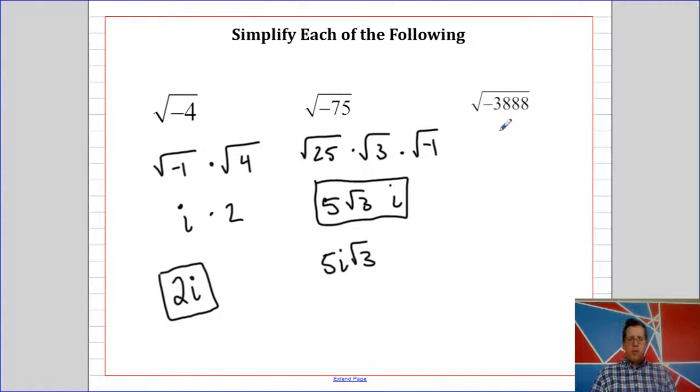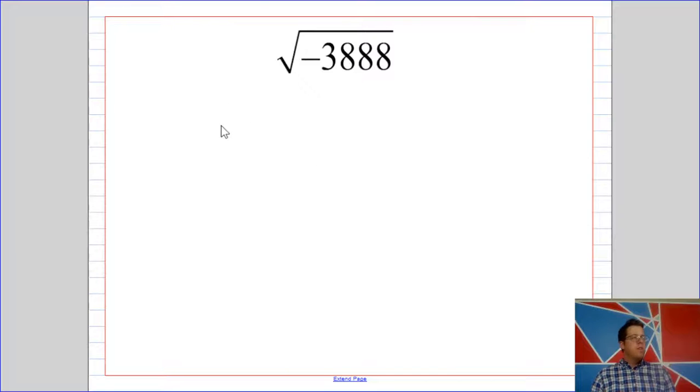Okay, so what if you have something more complicated, like the square root of negative 3,888? Since this is negative, I know my final answer is going to have an I in it. So maybe I want to start by saying that this is the square root of 3,888 times the square root of negative 1. Now, I'm relatively sure that this is divisible by 4, because it ends in an 88. But I want to keep going. So I want to think about how I could break that up.